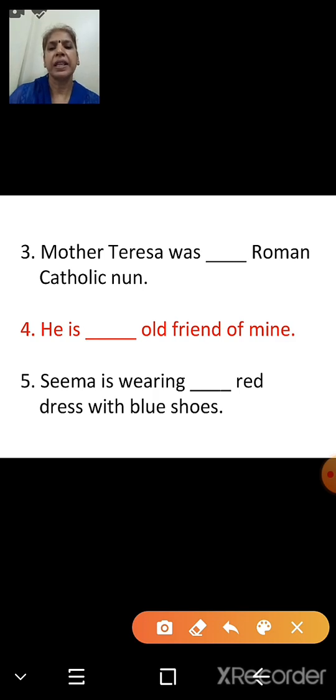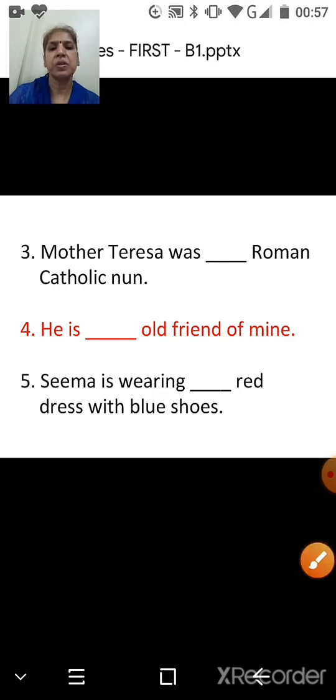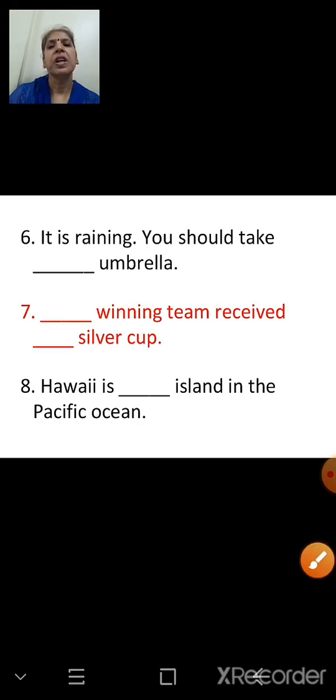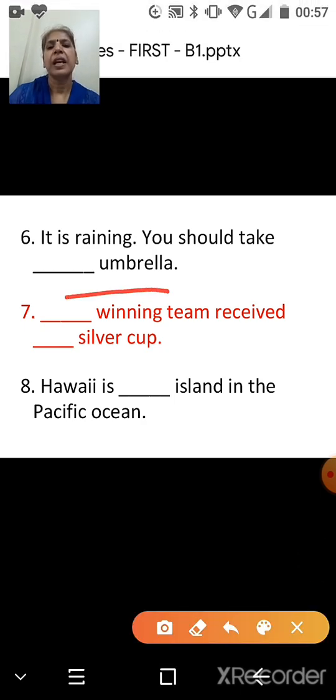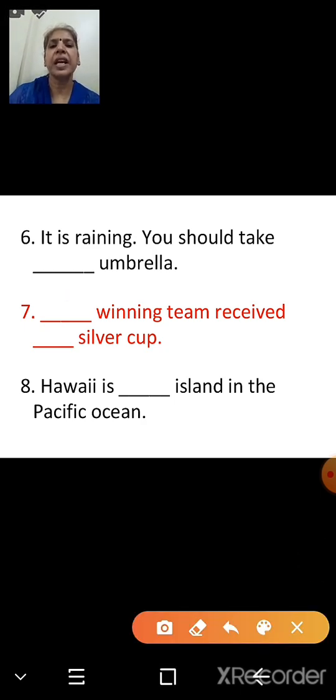Fifth one, Seema is wearing dash red dress with blue shoes. Now you know what you have to do? You have to write only answers. Sixth one. It is raining. You should take dash umbrella.